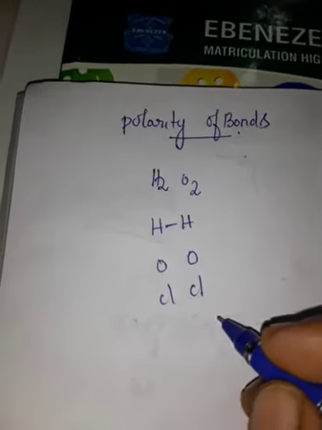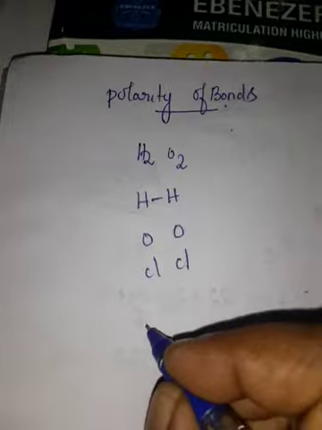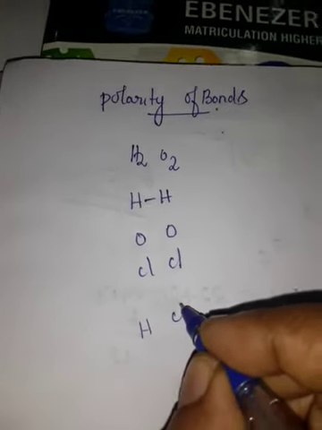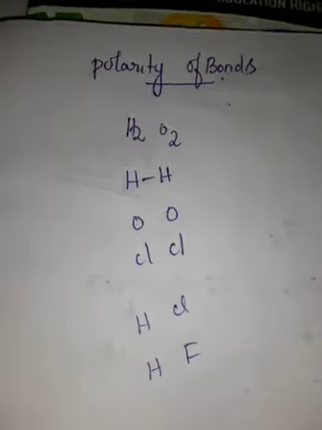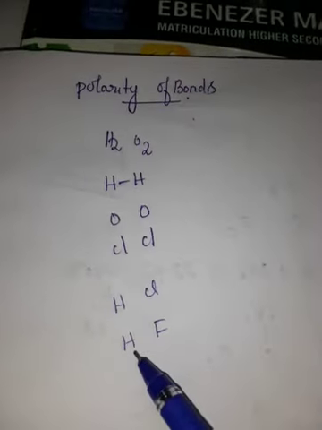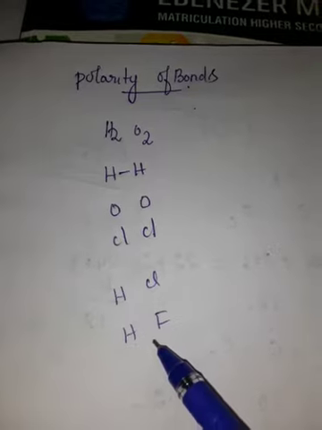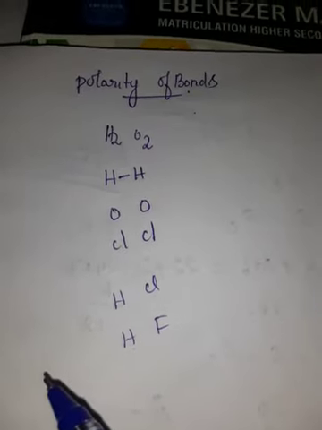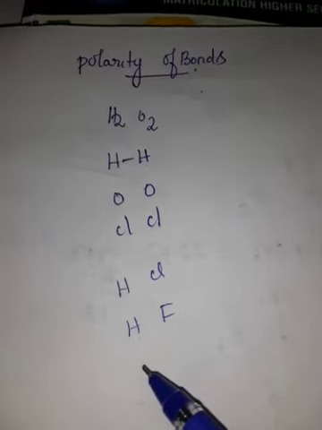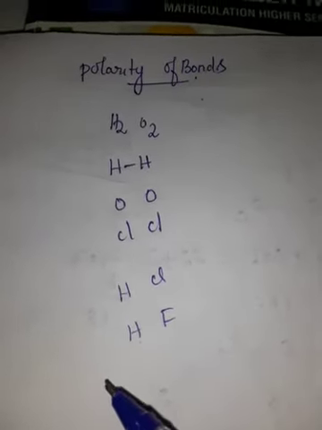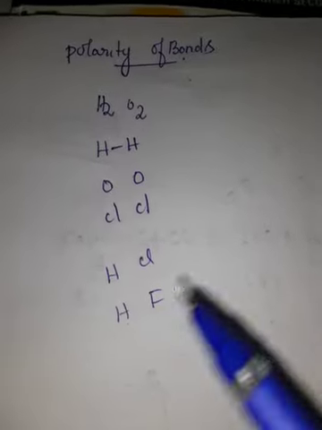Suppose the two atoms are different, for example HCl or even HF. The atom with more electronegativity attracts the shared pair of electrons towards itself more than the other atom. As a result, the cloud of shared electron pair gets distorted.